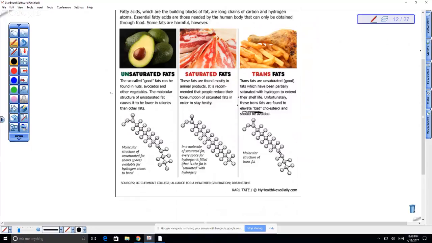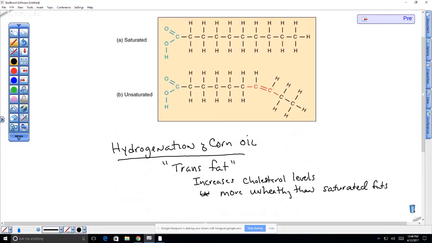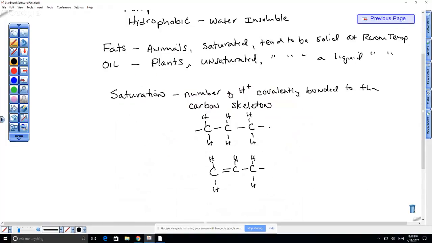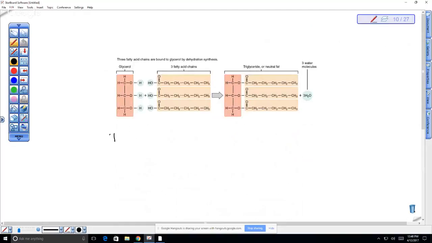So fats and oils have a name, and together they are called triglycerides. So the triglyceride is the term for both fats and oils.